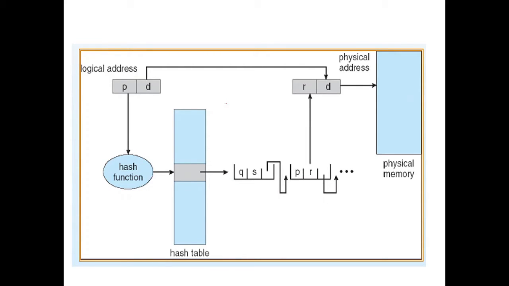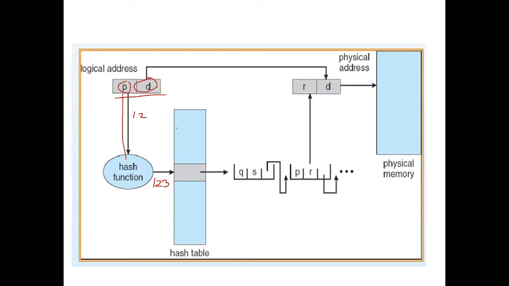So this is the diagram of the hash page table. The CPU generates two parts, page number and offset. The offset is nothing but the instruction number which it wants to execute. Then this page number is given as input to the hash function. Then the hash function generates the unique value. Now suppose the page number is 12. Then after the hash function, it generates some unique value like 1, 2, 3.